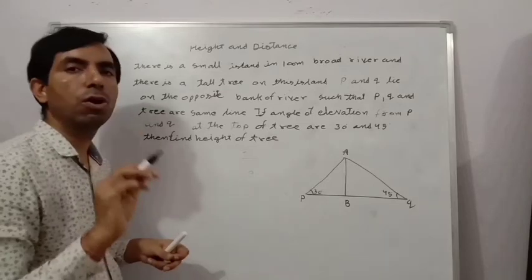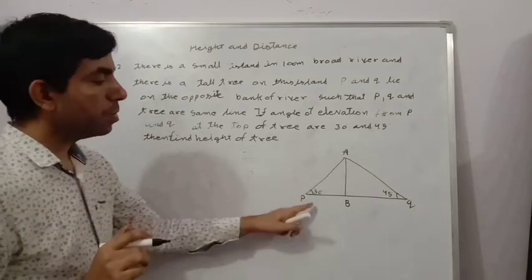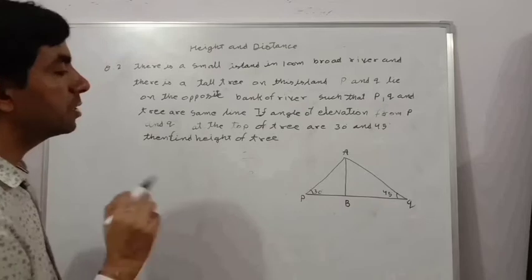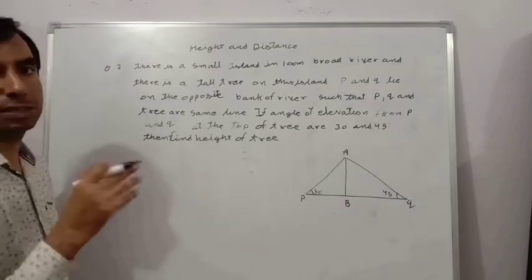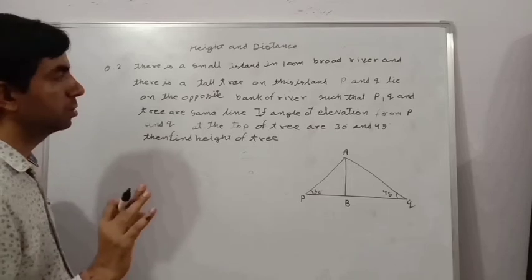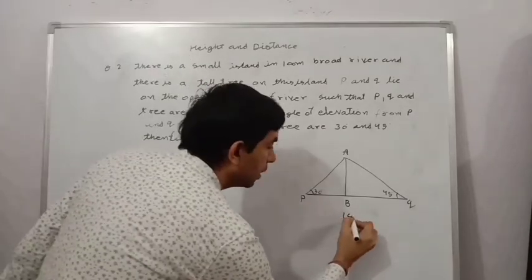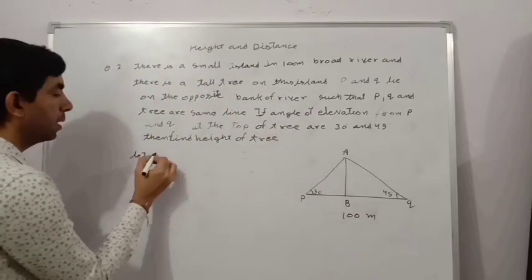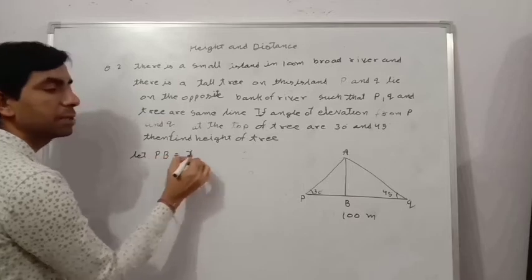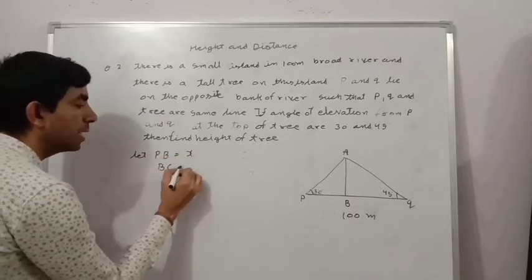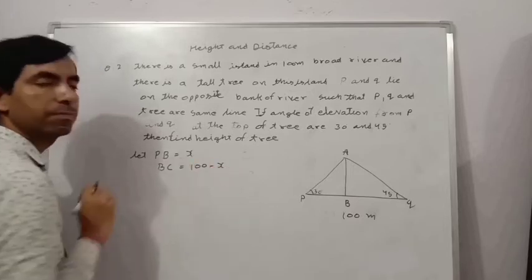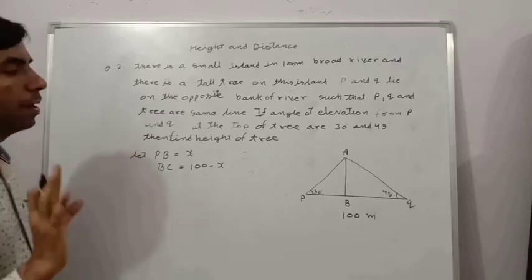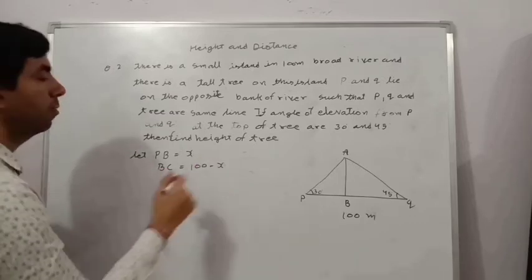For finding it, we know that the point P is always somewhere on the river bank. So first we suppose that PB is equal to X, anything, that is our choice. The total length PQ is 100 meters. Let PB equal X, then BQ equals 100 minus X. It is not compulsory, but if you want to take it, then take it. Now we find the value of tan, so we take the value of tan.